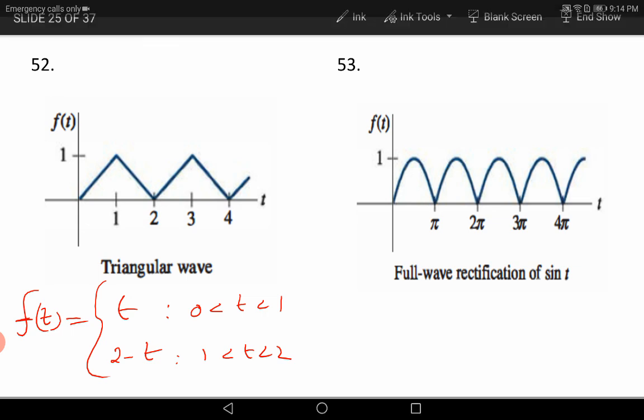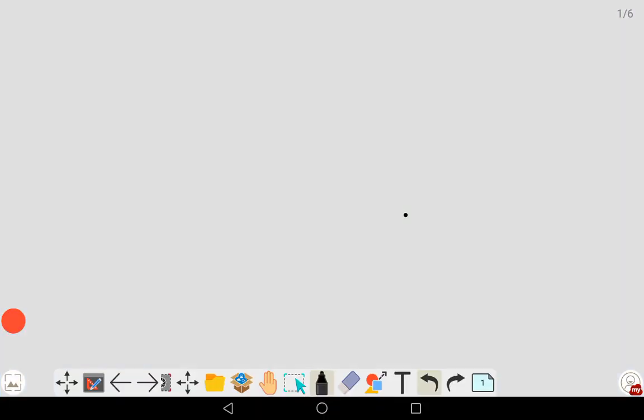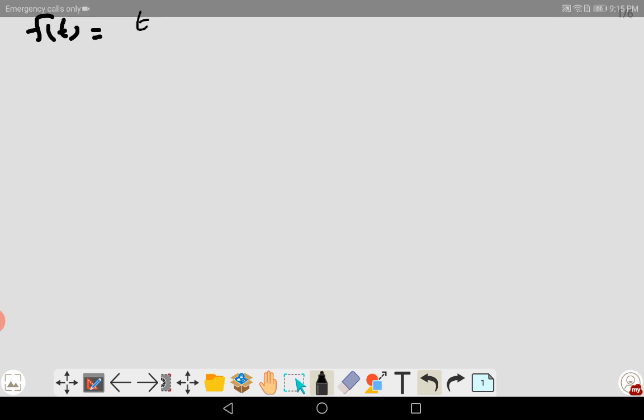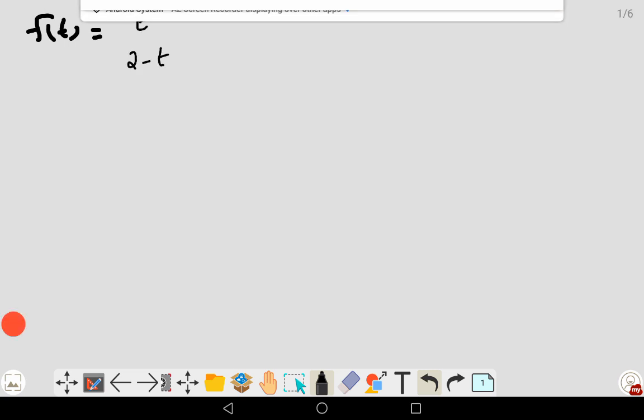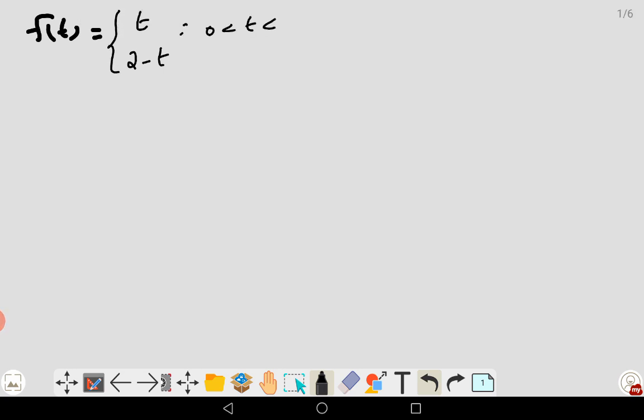Now let's solve this problem on a separate sheet. So the function is f(t), which is t and 2 - t, for 0 < t < 1 and 1 < t < 2, isn't it? Okay.